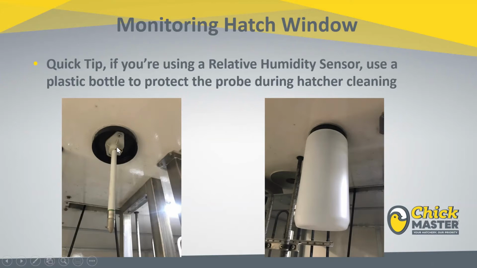And then during washdown procedures, they simply put the bottle in place and screw it up over the sensor. Once you get the hatcher completely cleaned and everything is done, you have to remember to remove that bottle and then use some form of a disinfecting wipe to wipe down that relative humidity sensor. So as a quick tip, if your hatchers do have the RH sensor, to get an extended life out of them, use this water bottle to protect them during washdown.